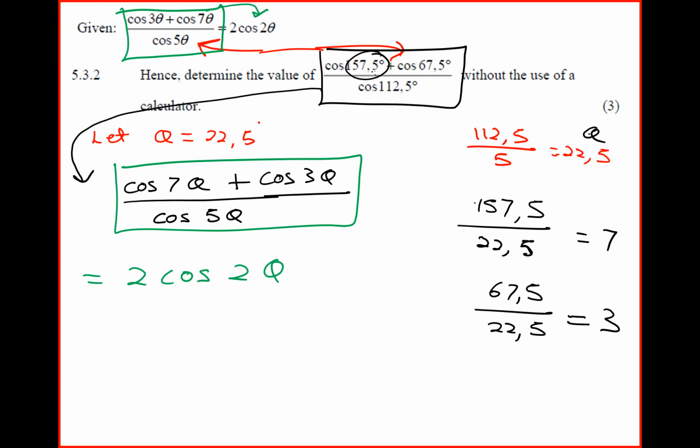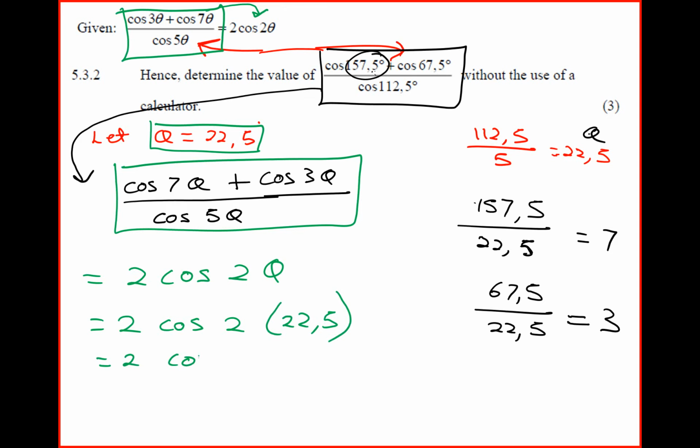But remember that we let theta be 22.5. So now this becomes 2 cos 2 of 22.5, which is equal to 2 cos of 2 times 22.5, which is 45 degrees. Now cos 45 is a special angle, and cos 45 would be root 2 over 2. And we'll now cancel off the 2's, and we're left with root 2. Thank you.